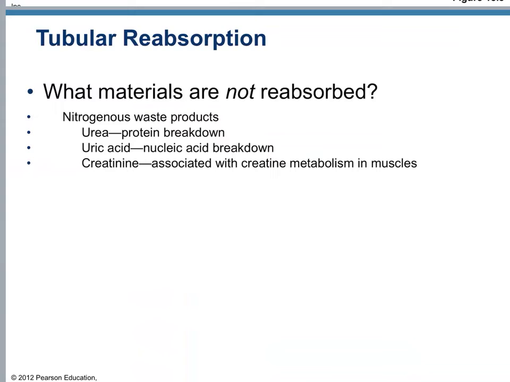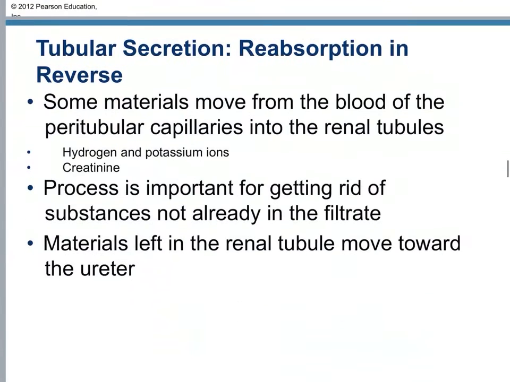What do we not reabsorb? Well, obviously, if you're making this urea and uric acid, you don't want to reabsorb it. You get urea from protein breakdown. So when things break down in your body, you break down proteins, you get urea. You break down the nucleic acids, you get uric acid. If you break down creatine phosphate to remake the ATP, you get used up creatine. You then get creatinine, which is put in your urine and excreted out.